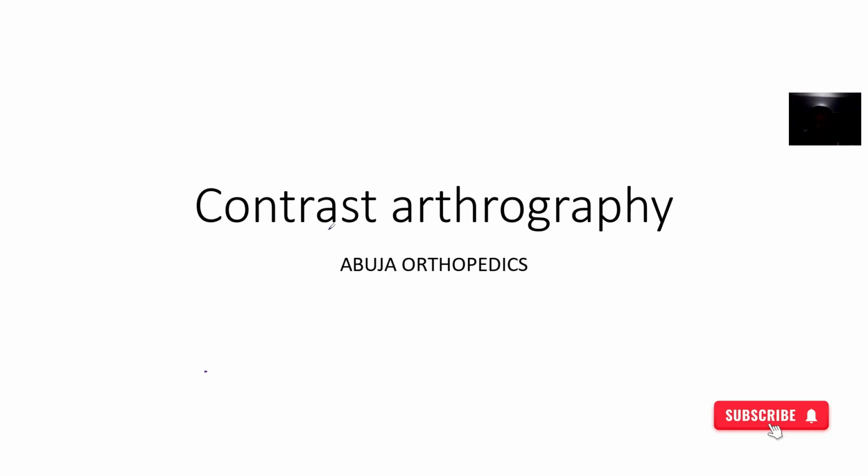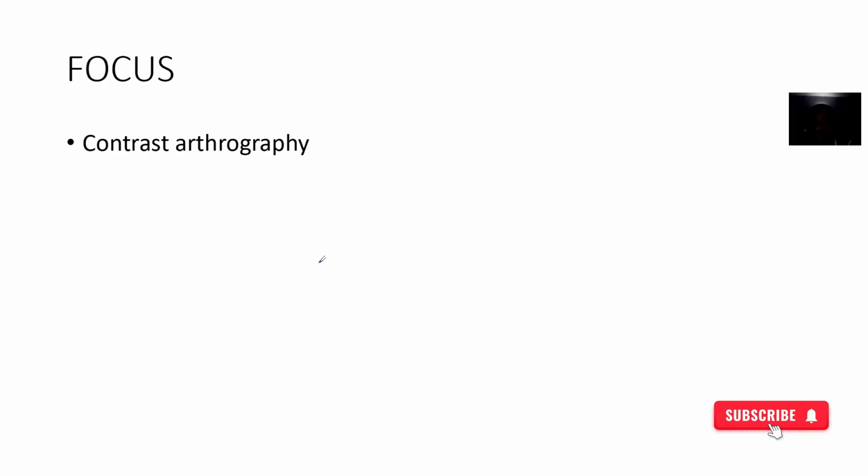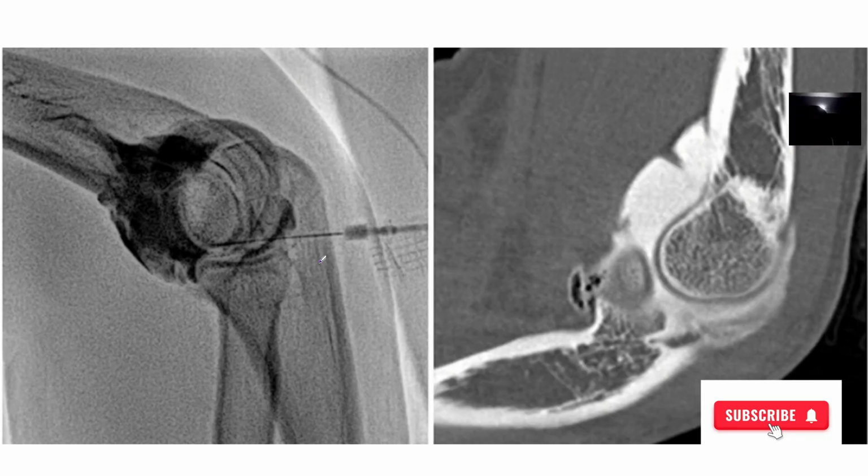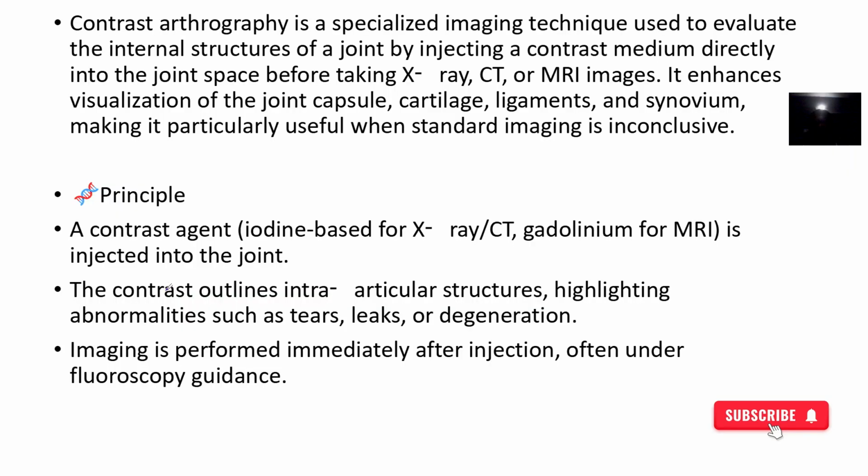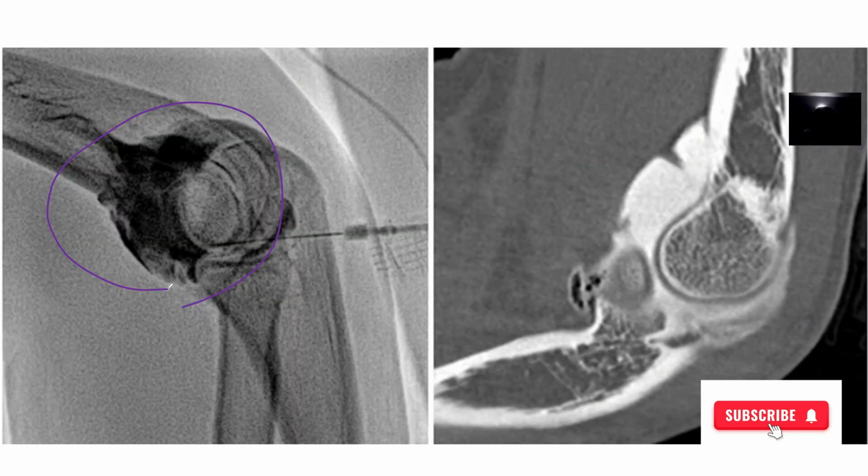I would quickly try to move to the next stuff, which we'll be discussing, contrast arthrography. So arthrography, generally we said, is what? Imaging of the joints. Okay, so we said common joints include the knee joint, the wrist joint, the shoulder joint, and all of that.